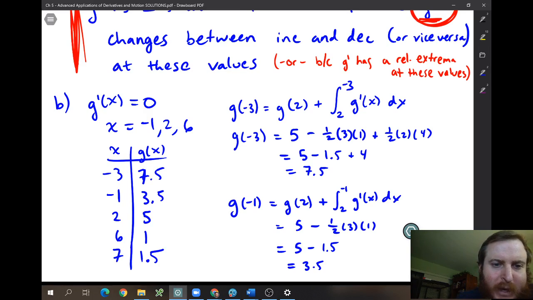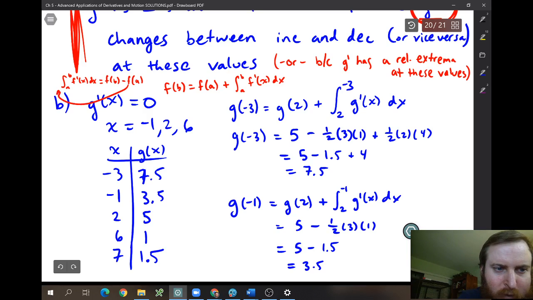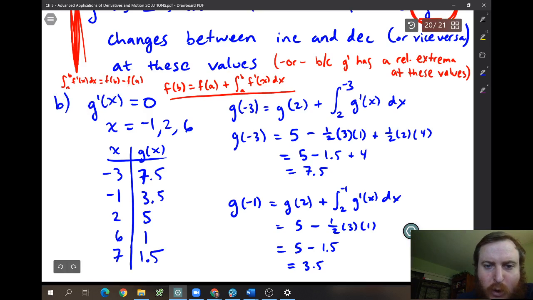And the formula I used was basically the FTC formula, which I'll write with f's. It works with g's too, but basically f of b is equal to f of a plus the integral from a to b of f prime of x dx. This is just rewriting FTC, right? FTC is the integral from a to b of f prime of x dx equals f of b minus f of a. All we're doing is adding the f of a over to the other side. Okay, so that's the formula that I used.